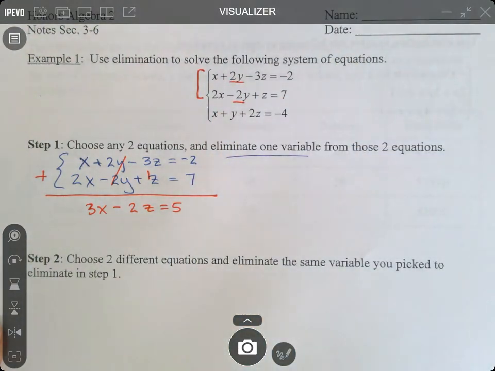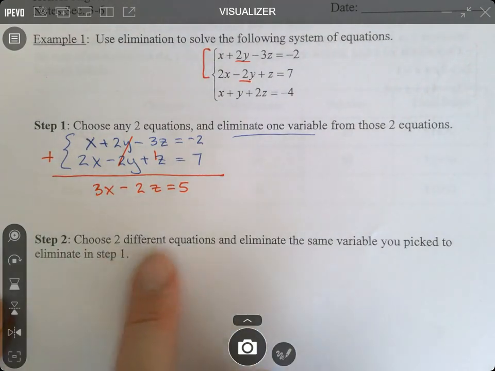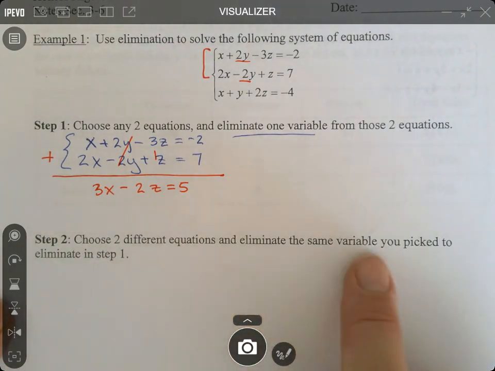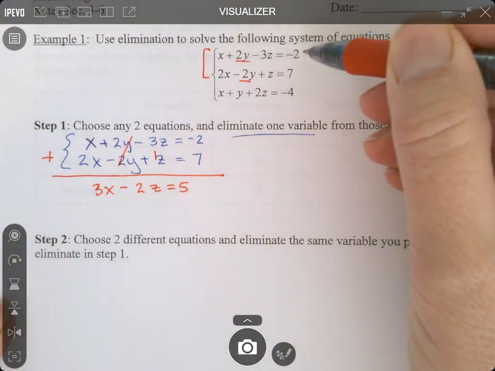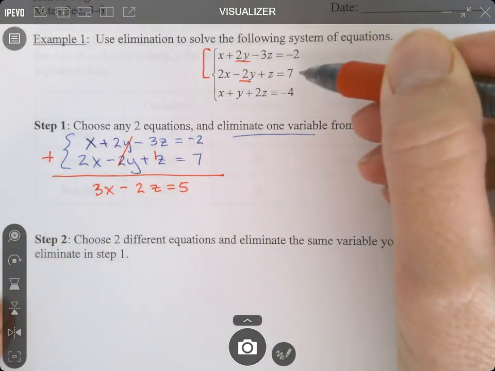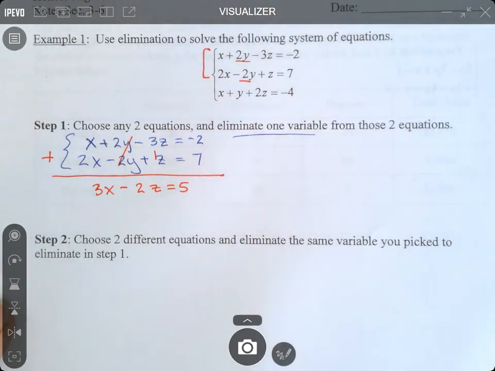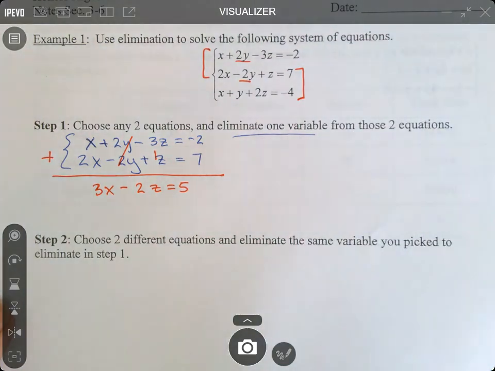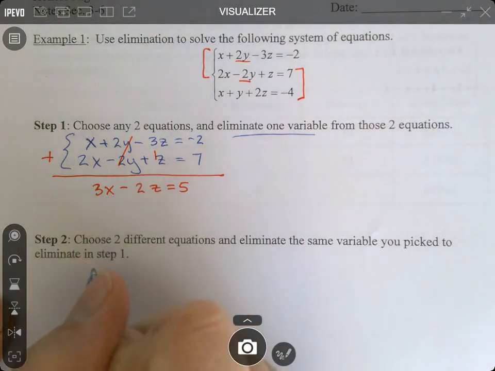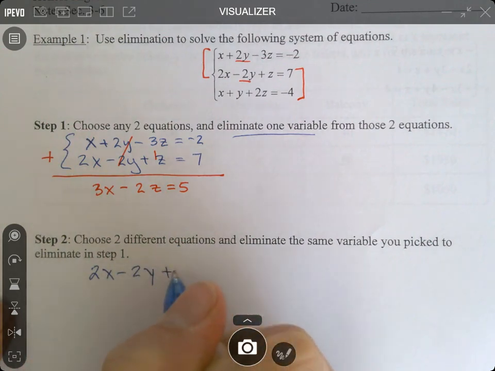Now, the second step is to choose 2 different equations and eliminate the same variable. So you could do equation 1 and equation 3, or equation 2 and equation 3. You need to basically pick one of what you've picked and then the third equation that hasn't been used. So you can do what you want. I'm going to pick the second and third ones. I'm going to just take a quick second and rewrite those in the form they were, and then we'll make any adjustments we need to.